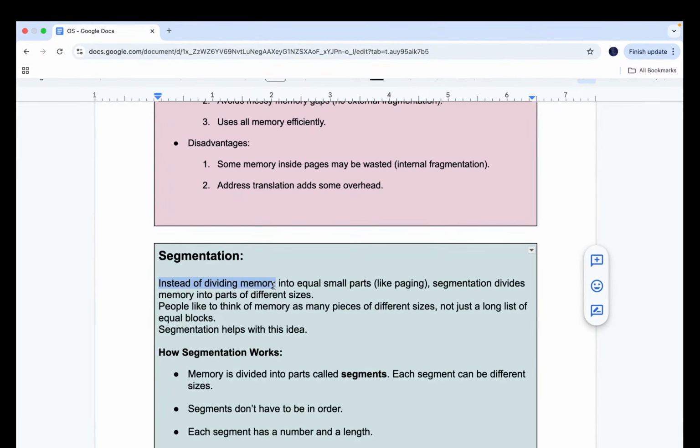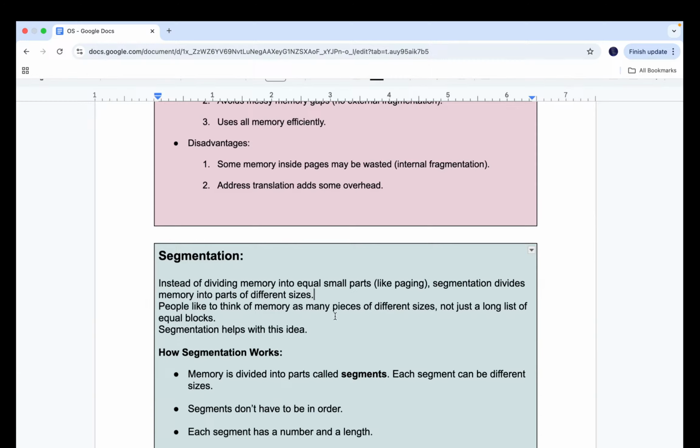Segmentation: instead of dividing memory into equal parts like paging, segmentation uses different sizes. People like to think of memory as many pieces of different sizes, not just a long list of equal blocks. Segmentation helps with this idea. Instead of dividing memory into equal small parts, segmentation divides memory into parts of different sizes.